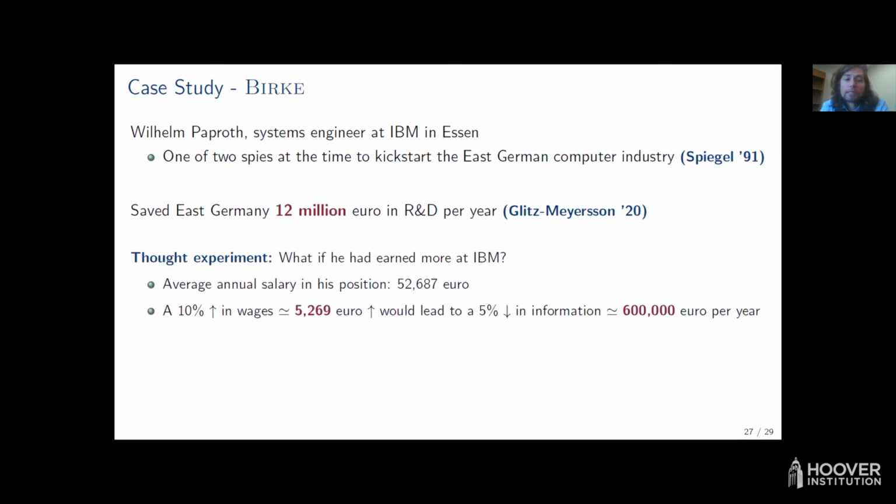And our thought experiment is, what if the spy had earned more money at IBM? So the average annual salary in his position at the time was 52,000 euros. And given our estimates before, we can show that a 10% increase in wages, which would have been 5,000 euros per year, would have led to a 5% decrease in information, and that would have been valued at about 600,000 euros per year. And this is just one case, but it goes to show how far you can get in back of the envelope calculations once you know the elasticity of espionage with respect to financial compensation.